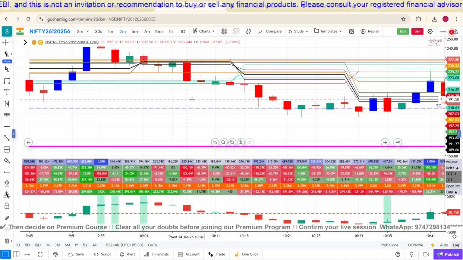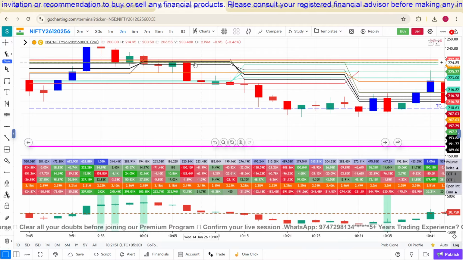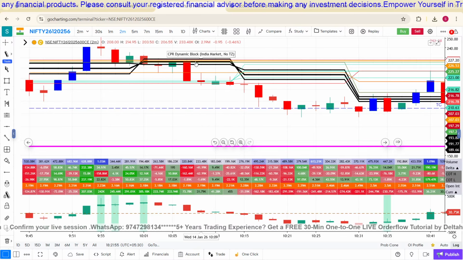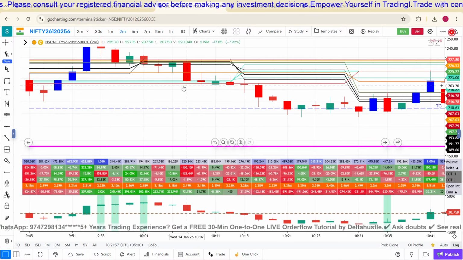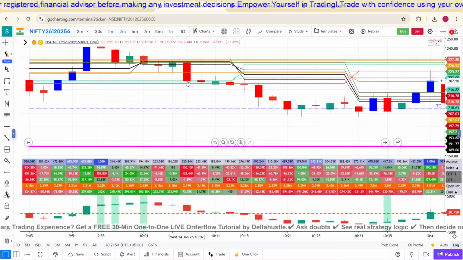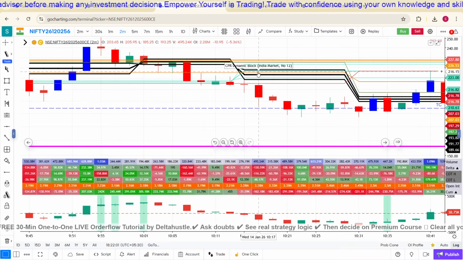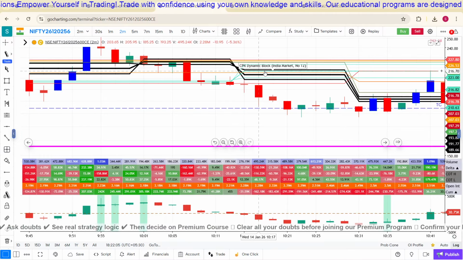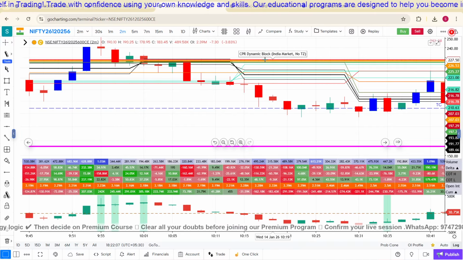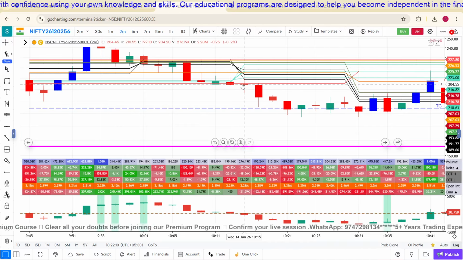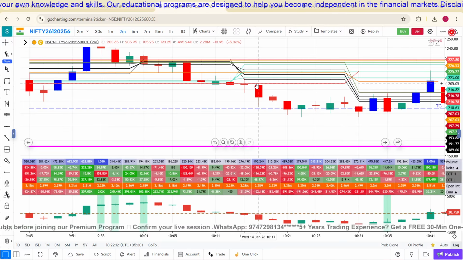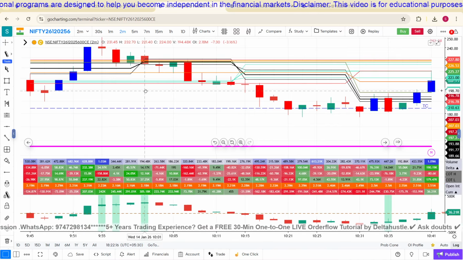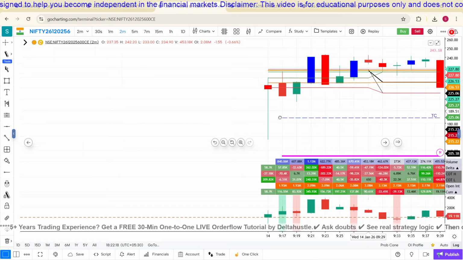Then only take a long entry. And here you see 90 minutes and 15 minutes aligned together, but 30 minutes is still on the lower side. We need a breakout when the 15 minutes is in the lower, 30 minutes in the middle, and 90 minutes on the top. Then only go for a shot. Otherwise, it won't be a success.